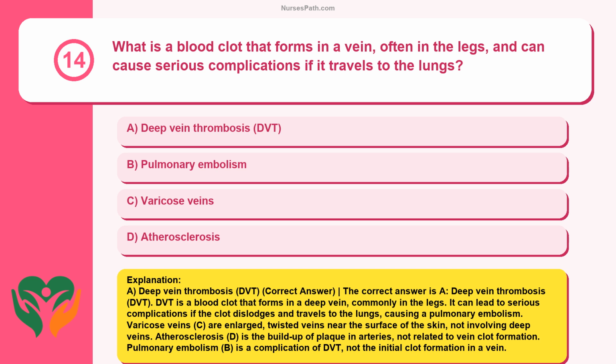Varicose veins, C, are enlarged, twisted veins near the surface of the skin, not involving deep veins. Atherosclerosis, D, is the buildup of plaque in arteries, not related to vein clot formation. Pulmonary embolism, B, is a complication of DVT, not the initial clot formation in a vein.